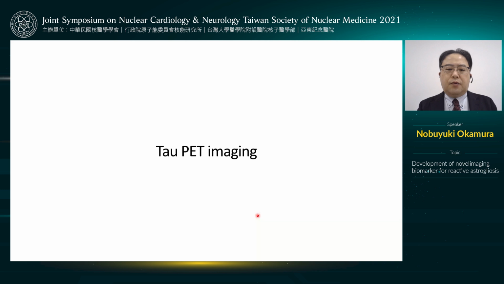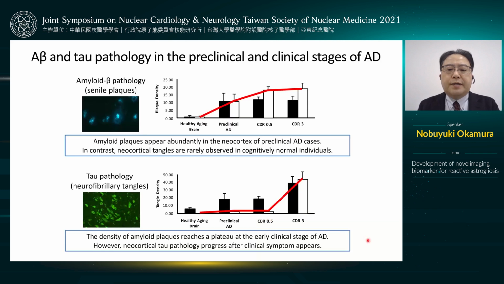Next, we will move on to tau PET imaging. As I presented in the previous slide, the time course of tau deposition is different from A-beta deposition. Amyloid plaques appear abundantly in the neocortex of preclinical AD patients. In contrast, neocortical tangles are rarely observed in cognitively normal individuals.